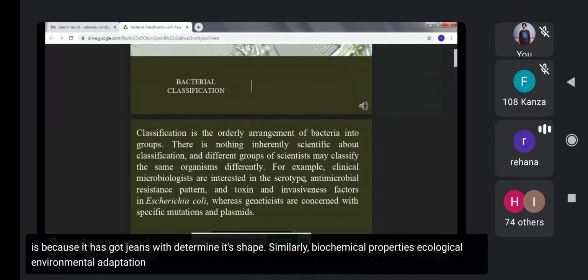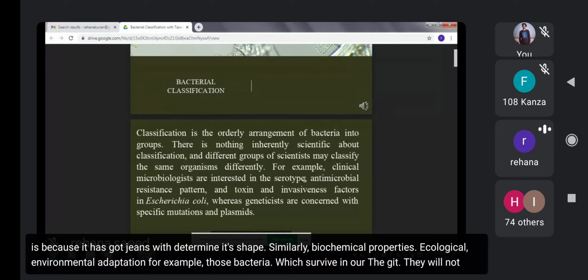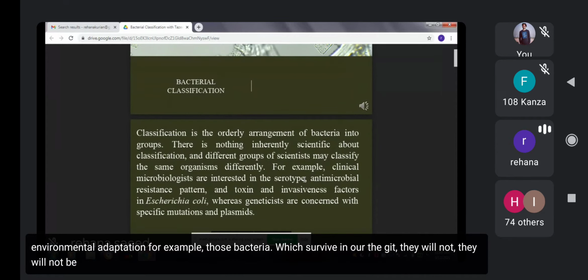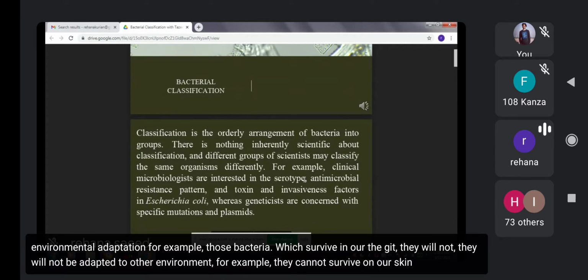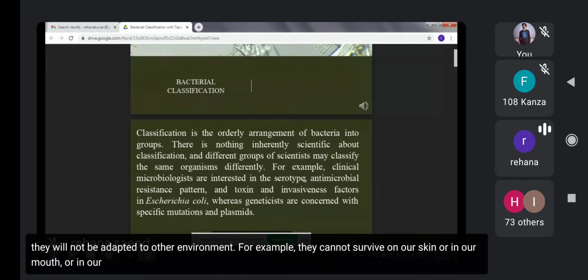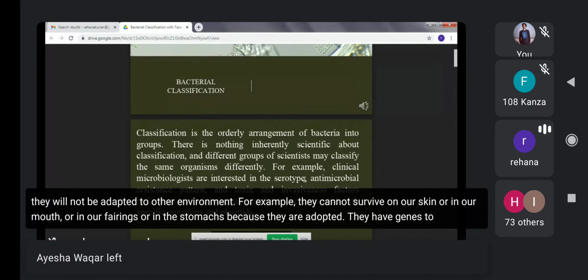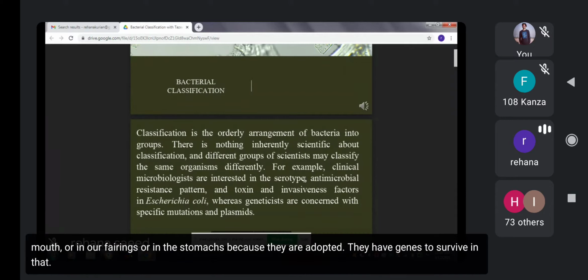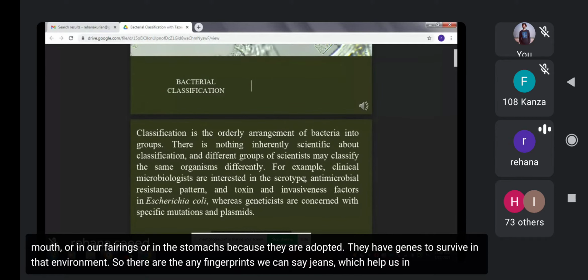For example, those bacteria which survive in our GIT will not be adapted to other environments. For example, they cannot survive on our skin, or in our mouth, or in our pharynx, or in the stomach, because they are adapted. They have genes to survive in that environment. So there are DNA fingerprints, genes which help us in identifying microorganisms.